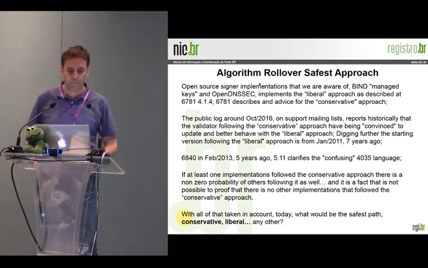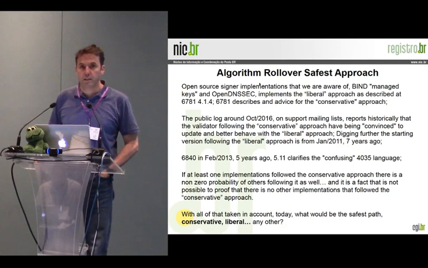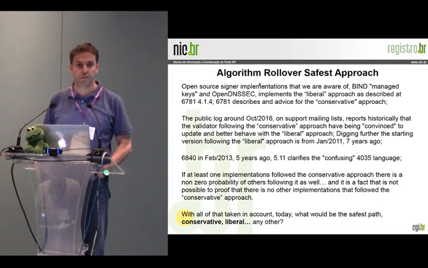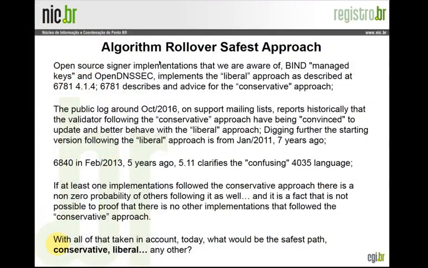Oh, okay. So, as far as we know from the signer side, we only know 2 signers that implement algorithm rollover. It's BIND managed keys and OpenDNSSEC, and both implement the liberal method that is described in RFC 6781. But 6781 recommends advice for the conservative approach.